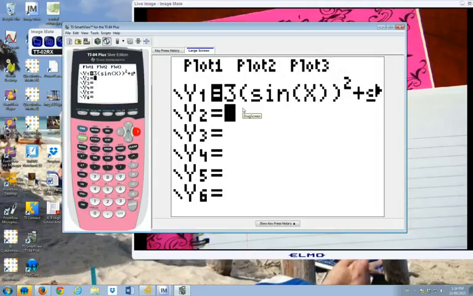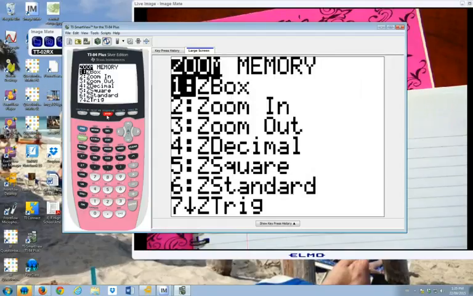Going down to my y2, I'm going to put in the right-hand side of the equation. Within this one is just 3. Just a little old 3. How do I get the calculator to show me the graph? I go to zoom. I go to zoom. And I pick 7.